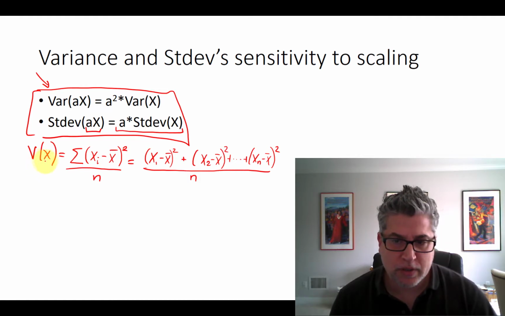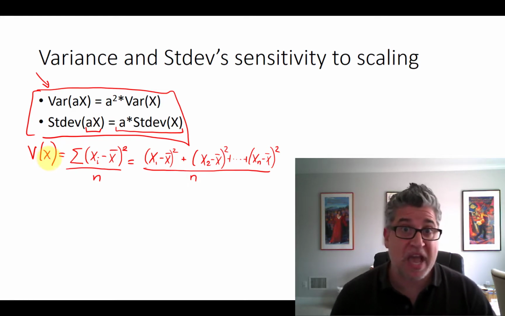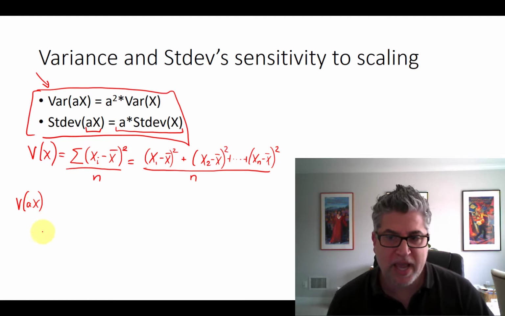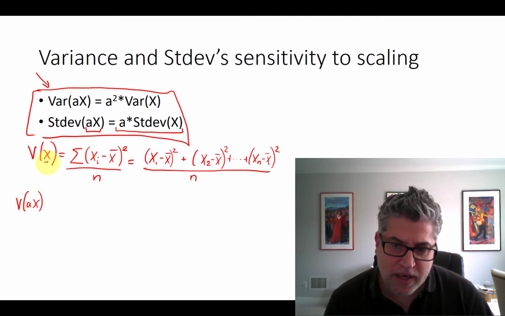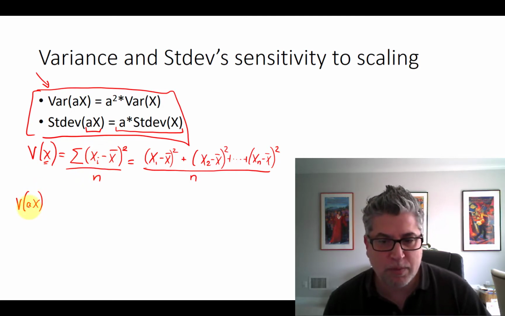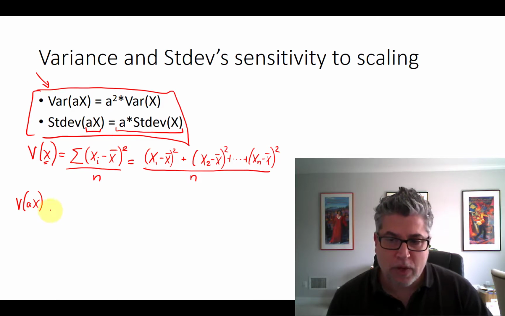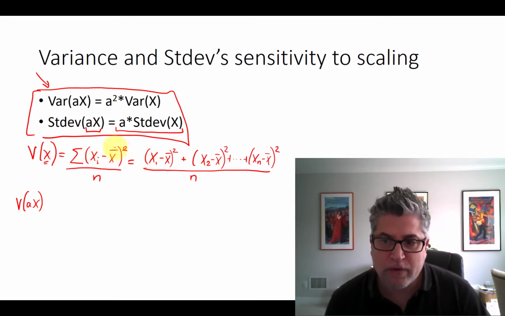Now what if we took our data, our x's, and we multiplied each of them by 12, or by some constant a? Well, then I want to know what is the variance of this new number, ax. So everywhere that I see an x in this original formula, I need to replace it with ax. Along the way, I'm going to have to do it here for the average.